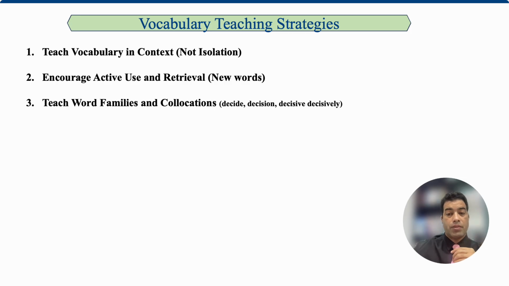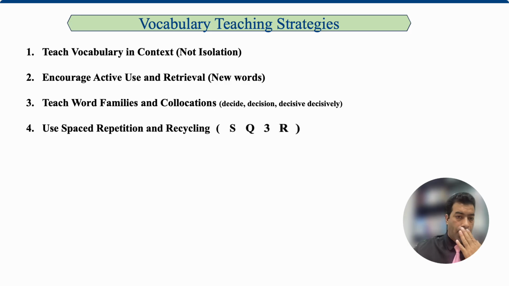Another effective technique is teaching word families and collocations. For word families, for example, we use the word decide, decision, decisive, decisively. The base form is decide, a verb, then decision, noun, decisive, adjective, decisively, adverb. So if we put the same words in different categories of grammatical form, it is also easy for students to learn. And use spaced repetition and recycling.